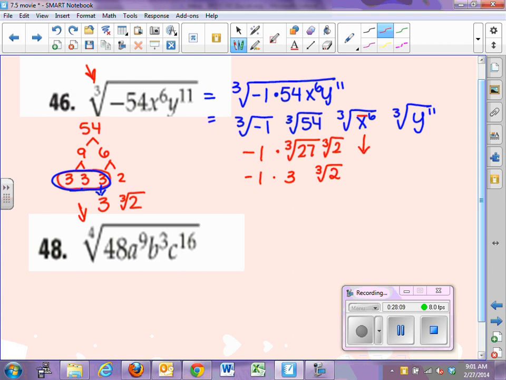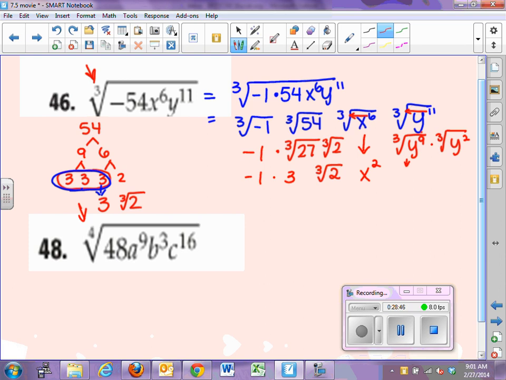Now what about this? Using our shortcut method, 6 divided by 3 is 2. This is x squared. And this one, now this one's weird. You're going to have leftover. So think about it. If you divide 11 by 3, you're not getting a whole number. So think of it this way. Wouldn't you say this is the same as the cube root of y to the 9th times the cube root of y squared? How did I pick 9? 9 was the biggest multiple of 3 that was less than 11.